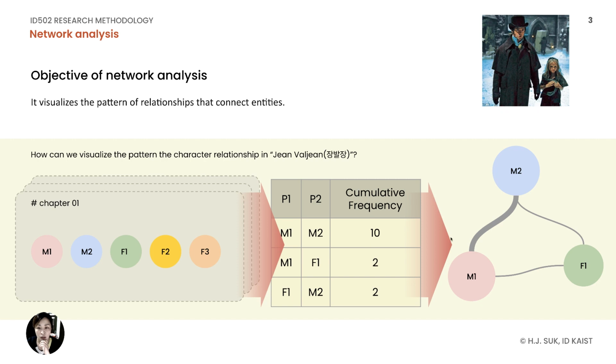So we know that the entities here are at least M1, M2, and F1, F2, F3, but based on the cumulative frequency, we can decide which connection should be thicker than the other one. So actually that's all. But by doing so, instead of looking into this table with a lot of numbers and a lot of combinations, we can figure out the relationships of the entire cast of characters at a glance. That's the benefit of network analysis. It gives us a very intuitive big picture of the data set.